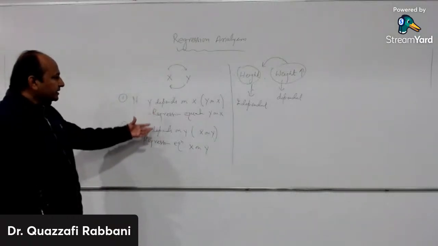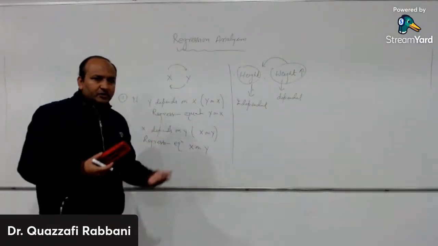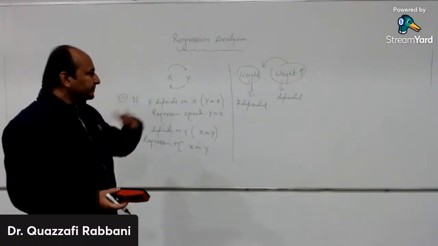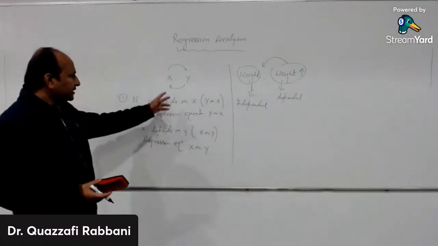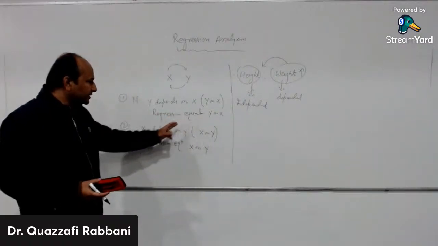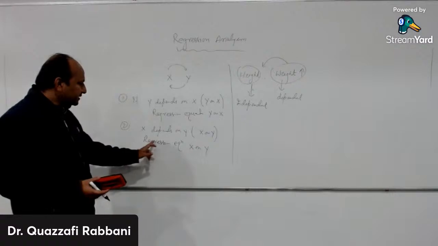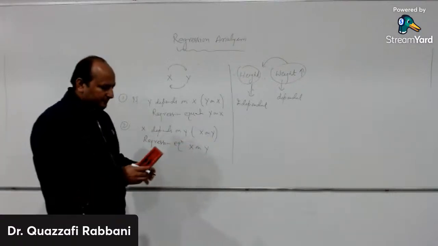So there are two possibilities. If the two variables are correlated, then either x depends on y or y depends on x. So here there are two possibilities, and these two equations are known as the regression equation y on x, and the regression equation x on y.